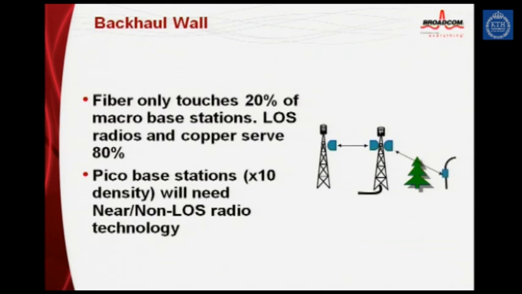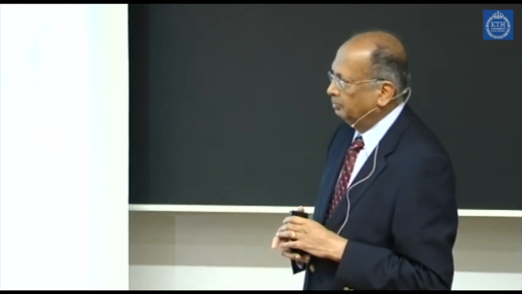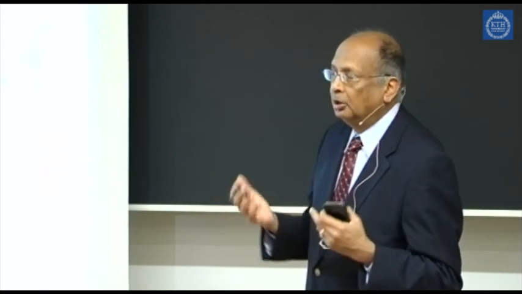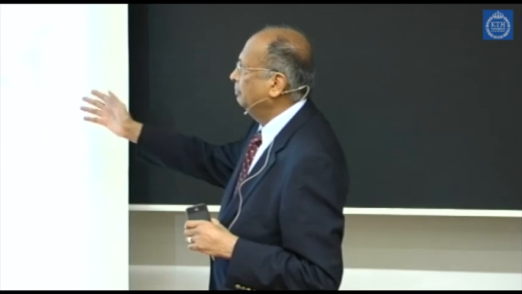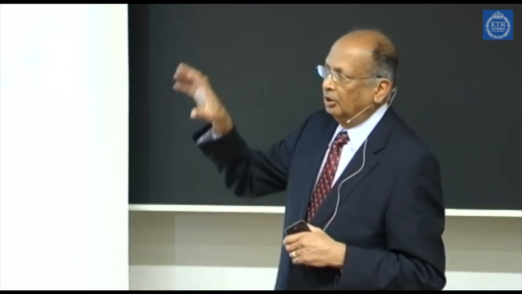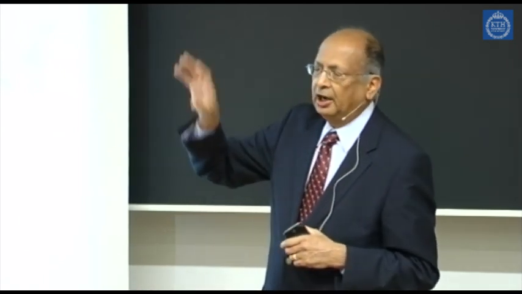Now, as we scale to high capacity, we have to go to small cells, and I'll talk about that later. Typically, it's going to be pico base stations. For every macro base station, we may have 10 or even 15 pico base stations around. Those base stations cannot be on towers because you can't have that many towers. Therefore, you're going to put them on what's called street furniture, basically on lampposts or on sides of buildings, and usually they're only about 10 or 15 feet high.